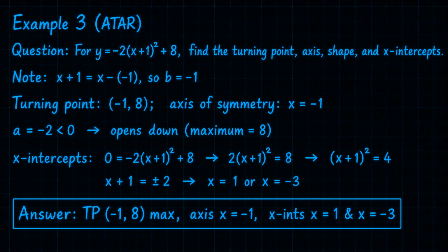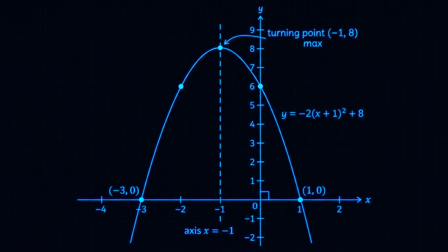For the x-intercepts, set y to 0. 2(x plus 1) squared equals 8, so (x plus 1) squared equals 4. x plus 1 equals plus or minus 2, giving x equals 1, or x equals minus 3. Now the graph. An upside-down U with its peak at (minus 1, 8), curving down to cross the x-axis at minus 3 and at 1.